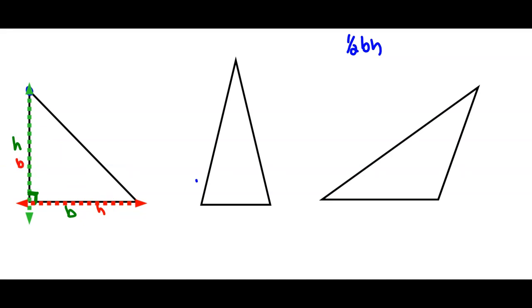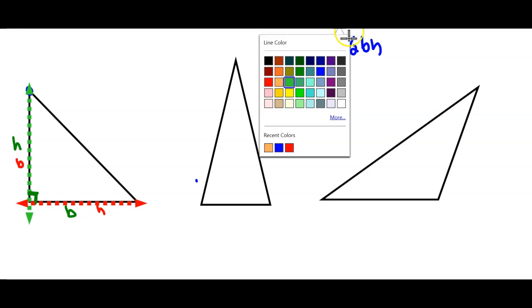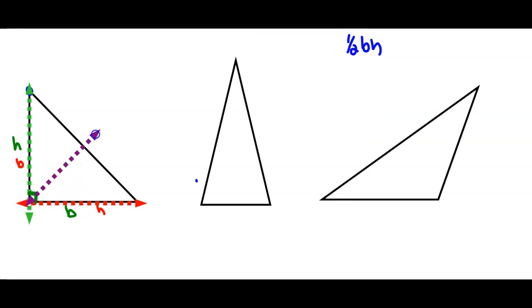Let's change to a different color. We'll go with purple this time. If I pick this corner and went to the opposite side where it meets at a right angle, then what's drawn in purple here would be the height, and then this side right here would be my base. So every triangle has three heights to it you could look at, and the bases are always perpendicular to them.